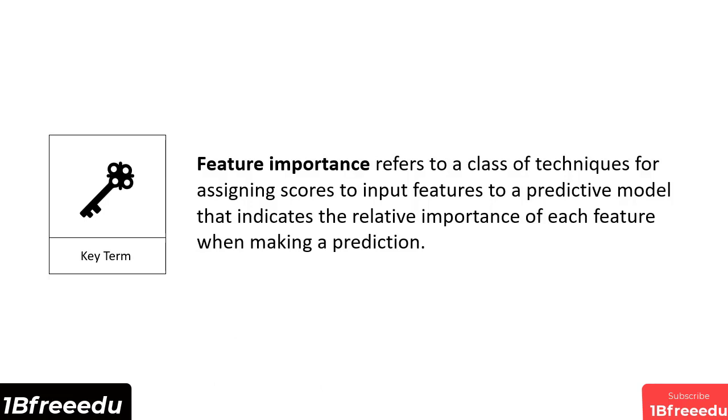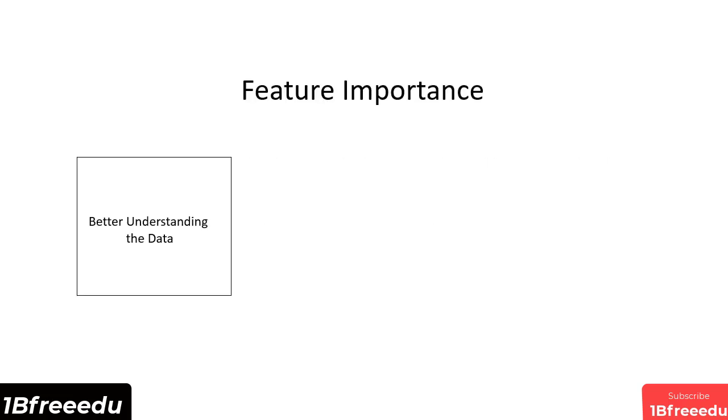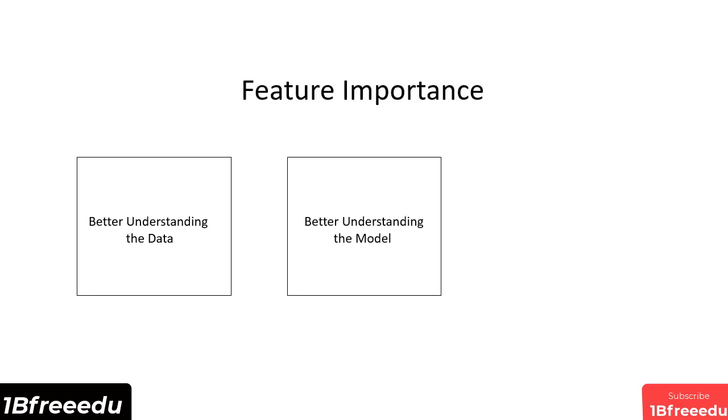Feature importance refers to a classification of techniques for assigning scores to input features to a predictive model that indicates the relative importance of each feature when making a prediction. Feature importance scores can be calculated for problems that involve predicting a numerical value, called regression, and those problems that involve predicting a class label, called classification. The scores are useful and can be used in a range of situations in predictive modeling problems, such as a better understanding of the data, a better understanding of the model, and reducing the number of input features.